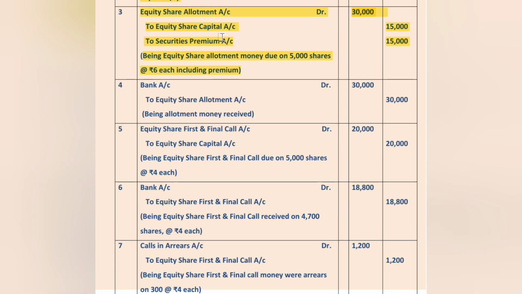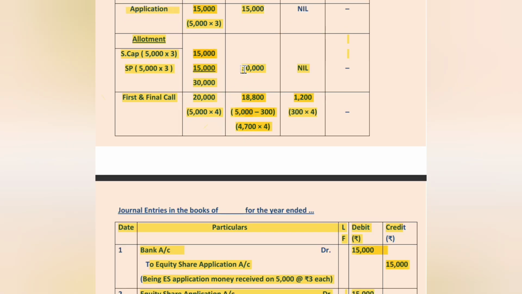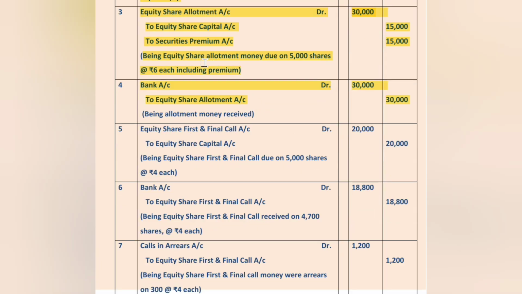Next, after it is due, if the shareholders pay the amount, the receiving entry. What is the entry? Bank account debit to equity share allotment account. How much money is received? 30,000, 30,000. Entire amount received, no arrears here. So being equity share allotment money received.